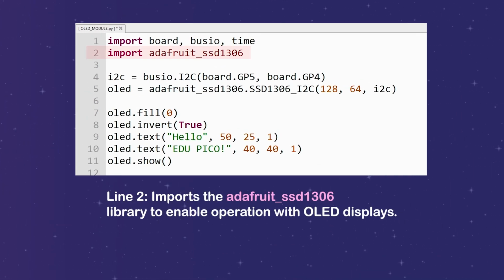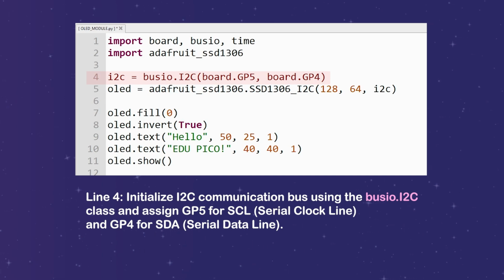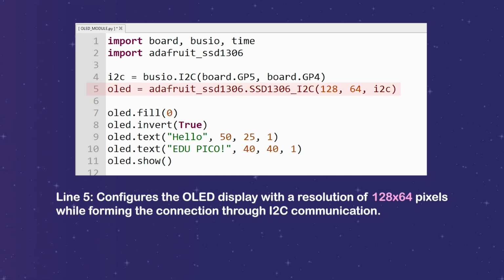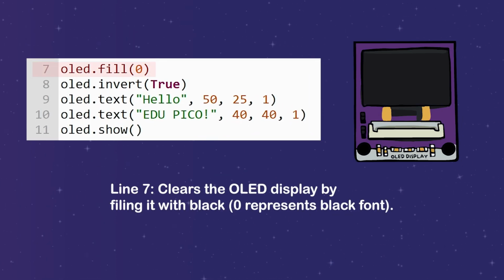Line 2 imports Adafruit SSD library to enable operation with the OLED displays. Line 4 initializes I2C communication bus using the busio I2C class and assigns GP5 for SCL and GP4 for SDA. Line 5 configures the OLED display with a resolution of 128 by 64 pixels while forming the connection through I2C communication. Line 7 clears the OLED display by filling it with black.